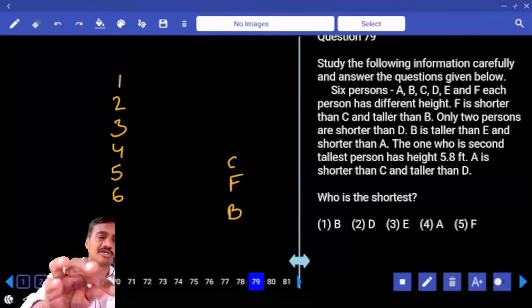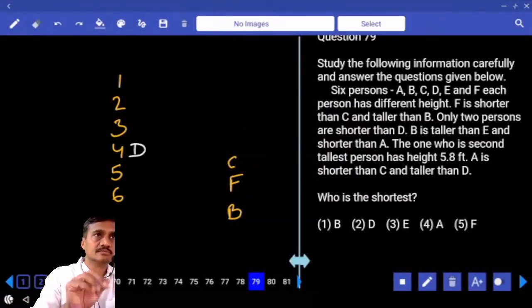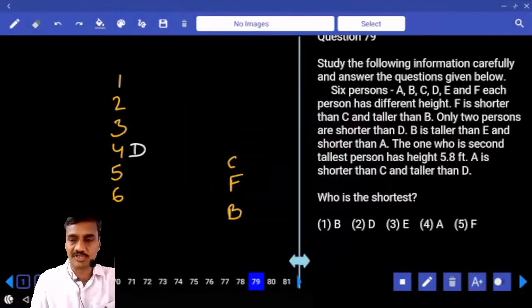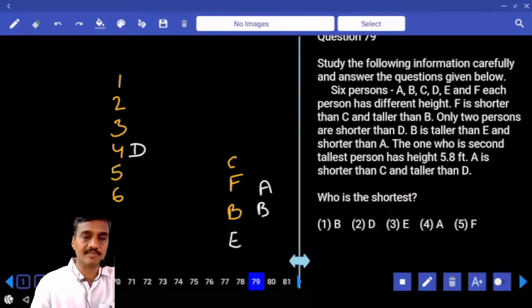Only 2 persons are shorter than D అన్నాం. How many are shorter than D? There are only 2. Only 2 persons are shorter than D, and B is taller than E and shorter than A. Now this B is taller than whom? And B is taller than E అన్నాం. B is taller than E and B is shorter than A. అంతే కదా. Now B is taller than E.